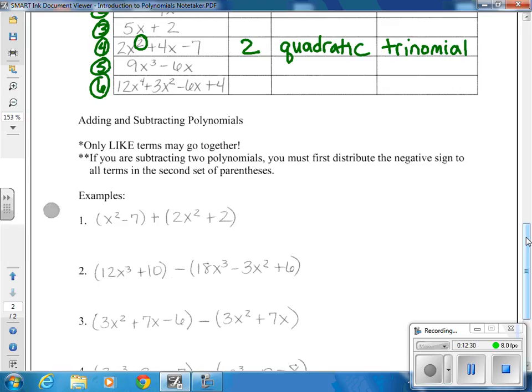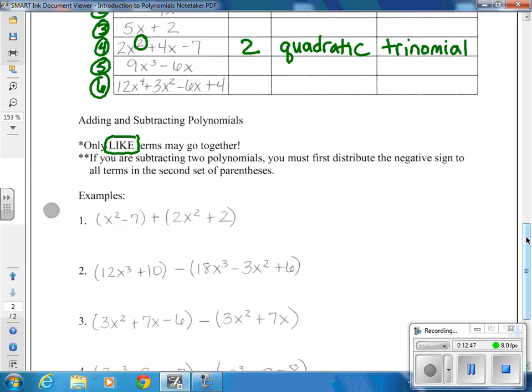We will also be multiplying and dividing them, but for right now, we're going to take it one step at a time. There are 2 reminders that I would like for you to remember as you do this. First and foremost, only like terms may go together. Combining like terms is exactly what we're doing here. That's a must, you can only combine x squareds with x squareds.